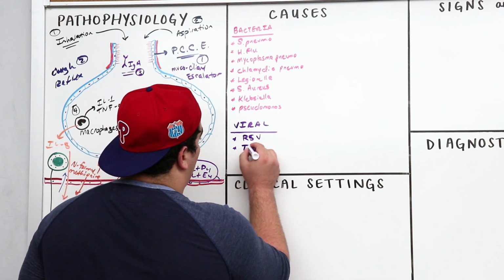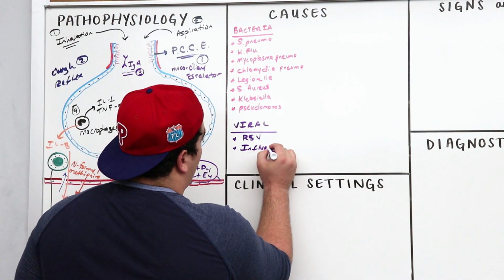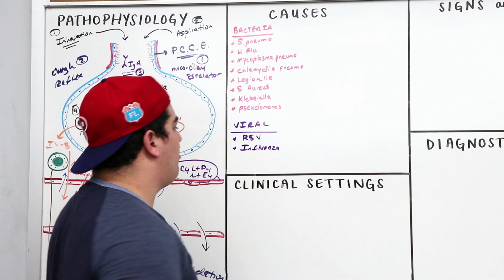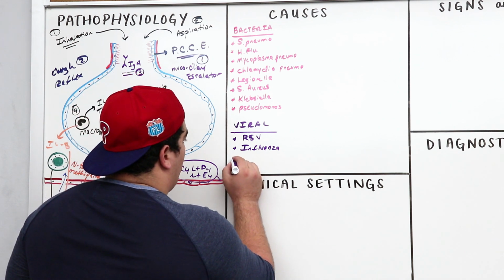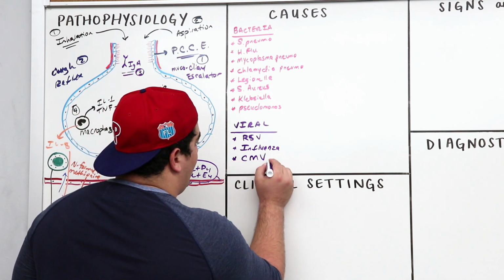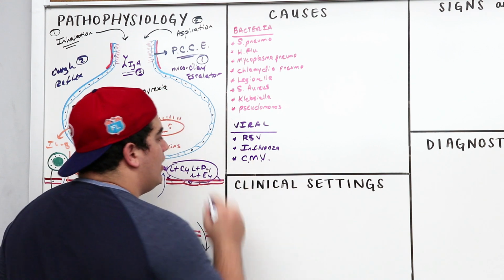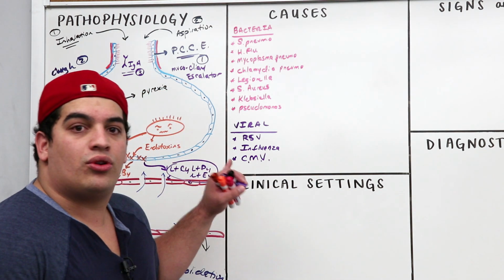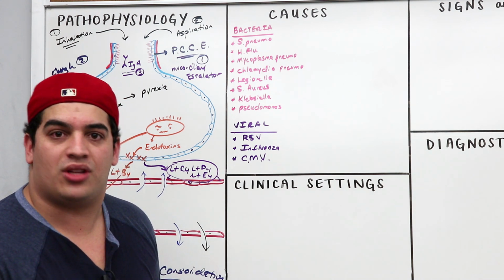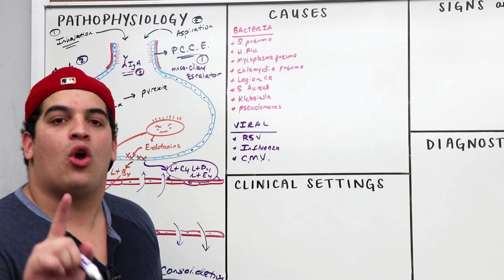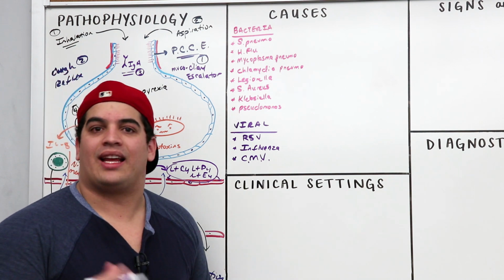There's another one which is called influenza virus. This one is more common in adults. And here's the really interesting one. This one is called CMV, cytomegalovirus. Cytomegalovirus can also cause pneumonia, but it's particularly in people who are status post-transplant, so they've had an organ transplant, or they're immunocompromised, like AIDS.